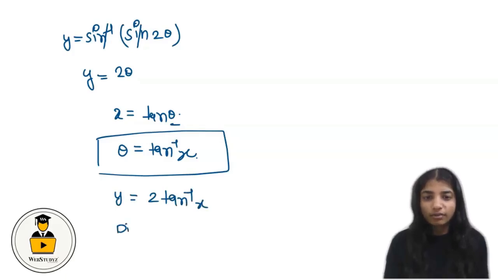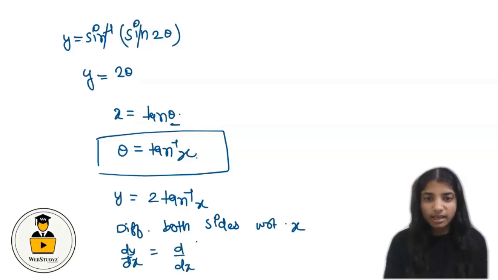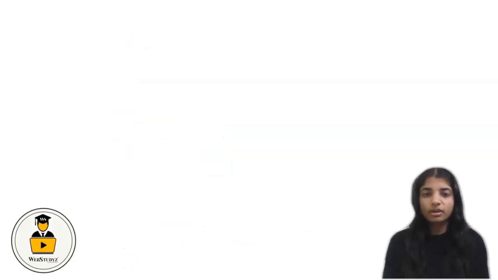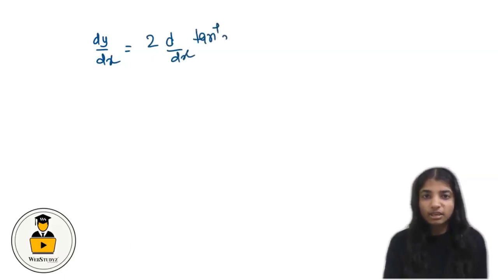Now we are going to differentiate both sides with respect to x. So from here dy divided by dx equals d divided by dx of 2 tangent inverse of x. The 2 is a constant, so we can write this as dy divided by dx equals 2 multiplied by d divided by dx of tangent inverse of x.